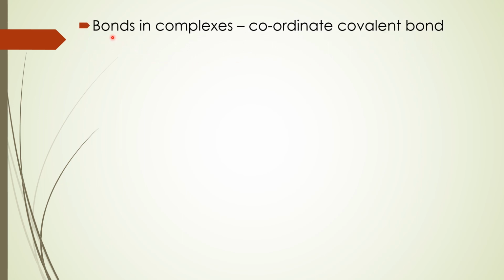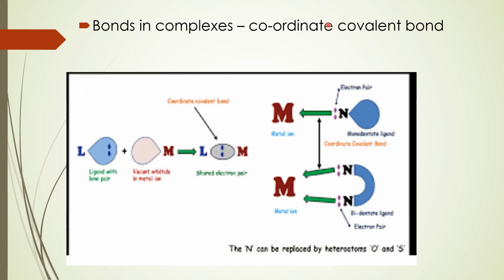As we told, the bond in these complexes is nothing but a coordinate covalent bond. A coordinate covalent bond is a special type of bond where only one atom is involved in donating the pair of electrons which are required for the formation of the bond. Here the ligand will donate a pair of electrons and the metal, that is our transition metal, simply accepts these electrons.